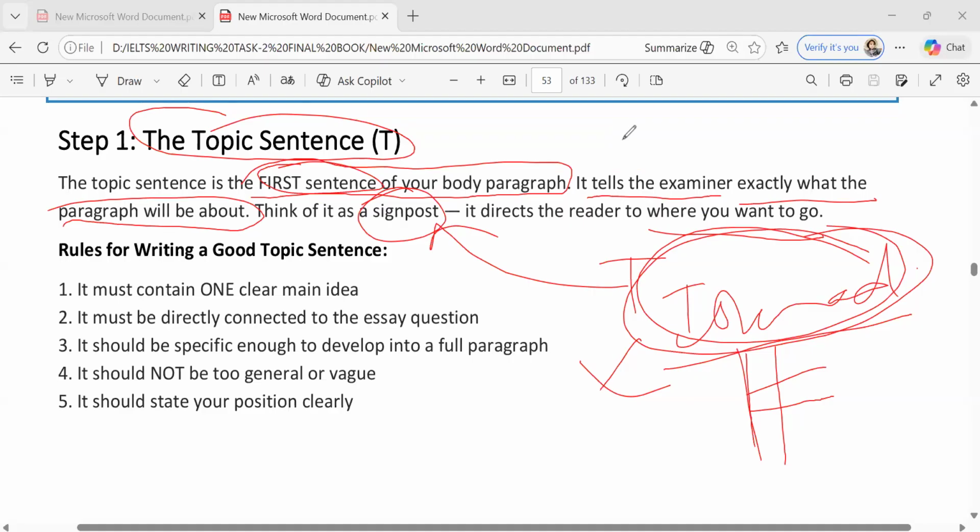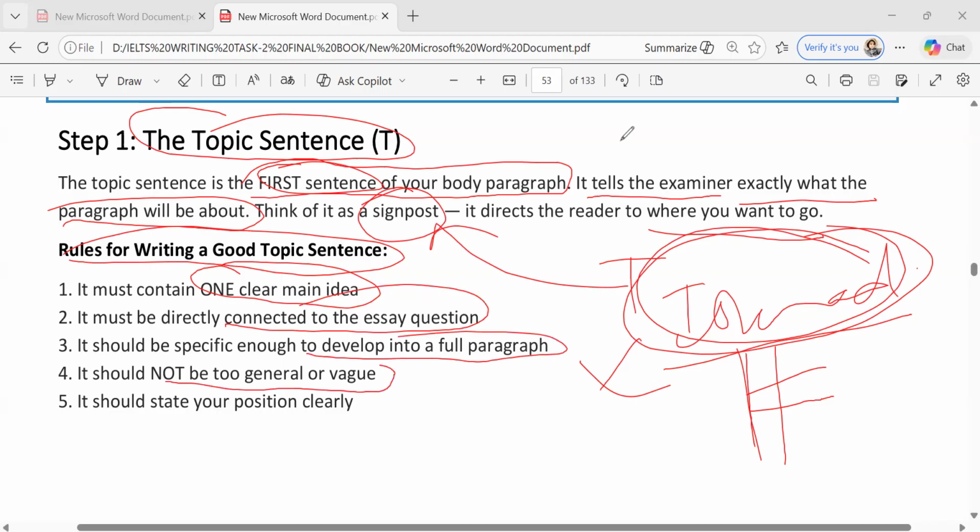Suppose right now we study about main body paragraph. So main body paragraph, this is your topic sentence. After that we may explain it, and then we can support it with the help of an example. So three parts are there. Rules for writing a good topic sentence: it must contain one clear main idea. It must be directly connected to the essay question. Essay question means the question they have asked you. And it should be specific enough to develop a full paragraph. It should not be too general or vague, and it should state your position clearly.